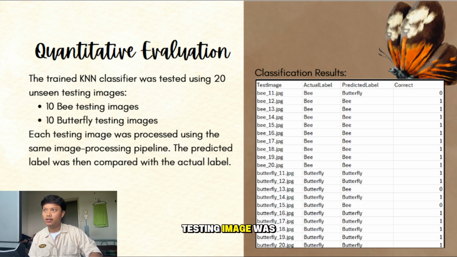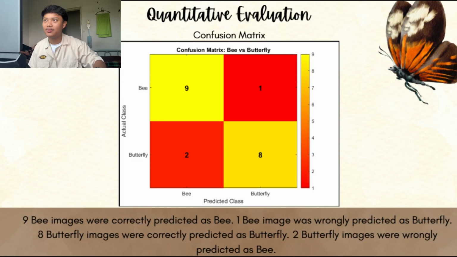Each of the testing images was processed using our standard image processing pipeline. As you can see on the right side of the slide, there is a table of raw classification results where we compare the actual label of each image against the label predicted by our model. Moving on to the next slide, we have the confusion matrix, which provides a clearer visual breakdown of our results.